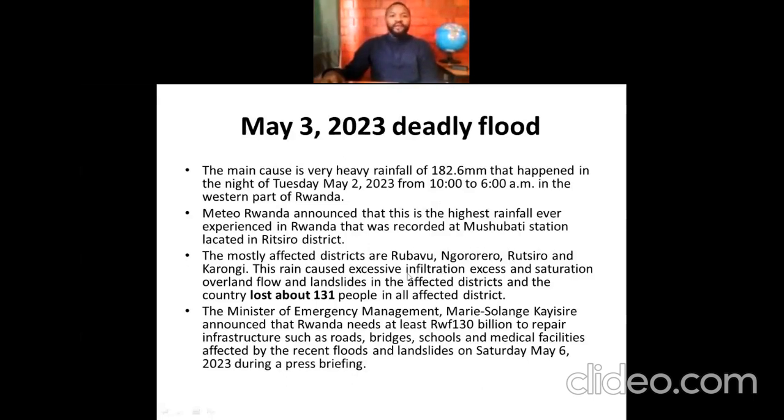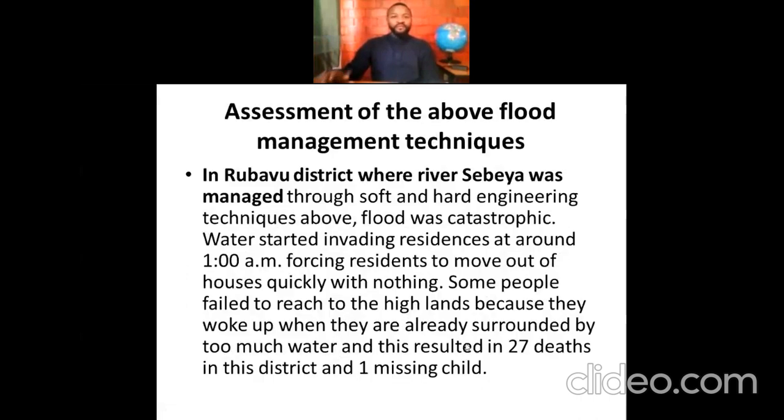Generally, the country lost 131 people in all of those districts. And the Minister of Emergency Management, Rwanda Case, announced that Rwanda needs at least 130 billion to repair infrastructure that has been damaged by the flood. So we include roads, bridges, schools, medical facilities, and so on.